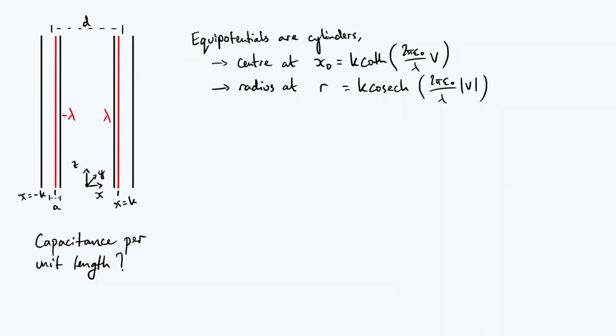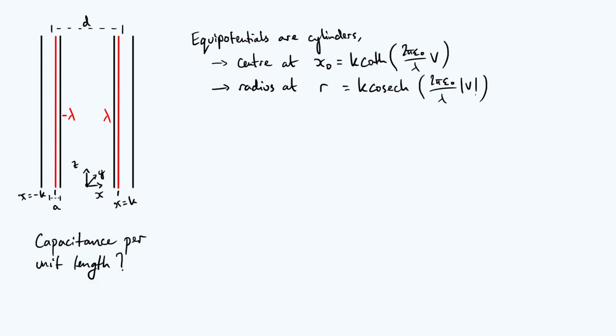So just to summarize our key findings so far, for our two line charges at positions x equals plus or minus k with charge densities plus or minus lambda, the equipotentials due to that system are cylinders. The center of each cylinder, and the radius of each cylinder for a particular specified value of the potential v, is given by these two expressions that I've written at the top here.